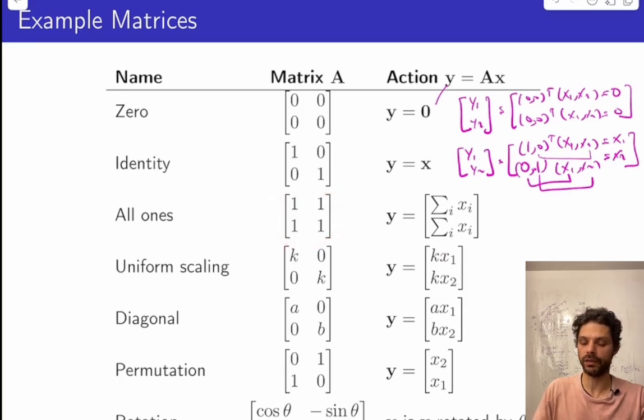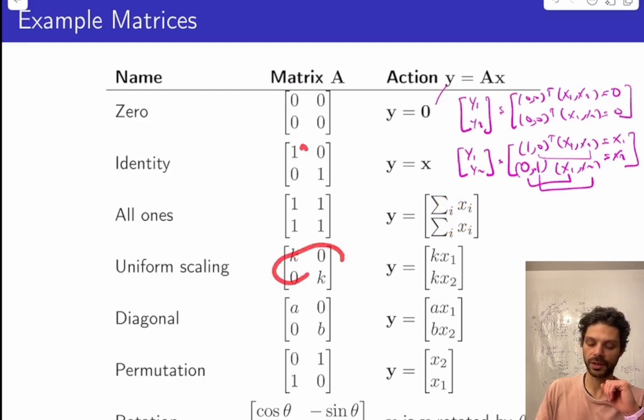The next one in this list is the all ones matrix. And what will it do? Well, each one of the elements of y is just going to be the sum of what's in x. So we're getting some kind of dimension reduction here, where both of these elements are becoming the same thing. We're throwing out some information. We had 2 values, but now we're summarizing with 1 value, which is their sum.